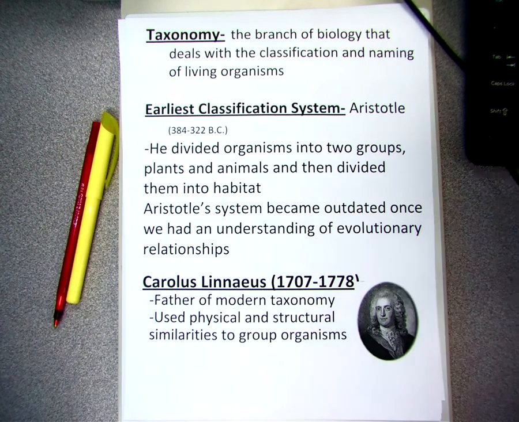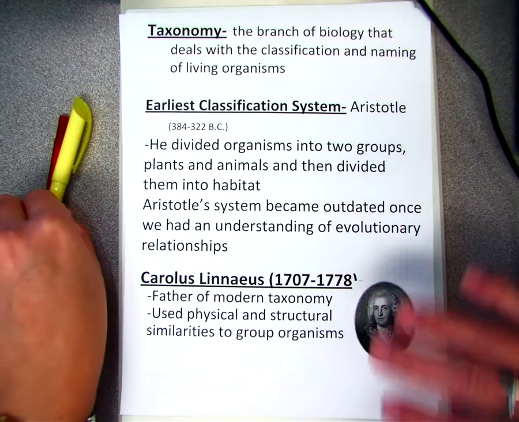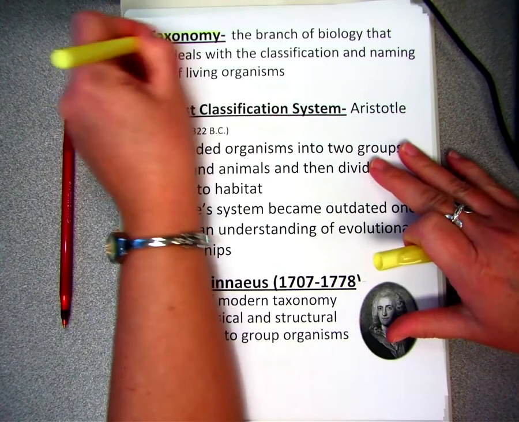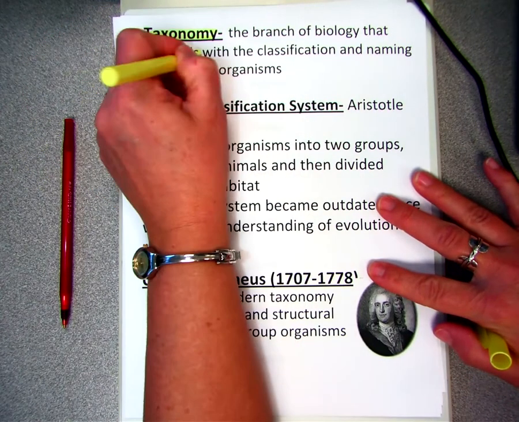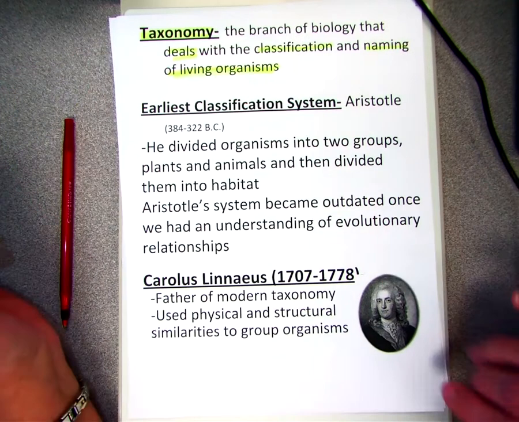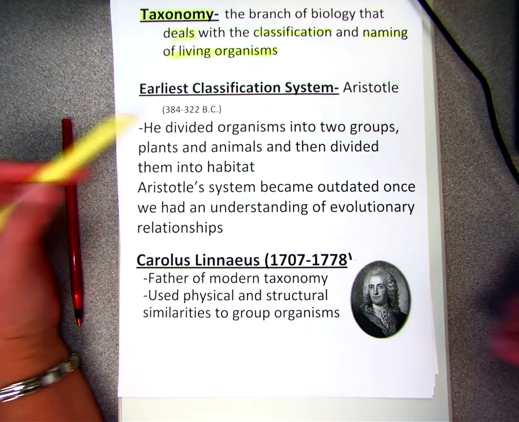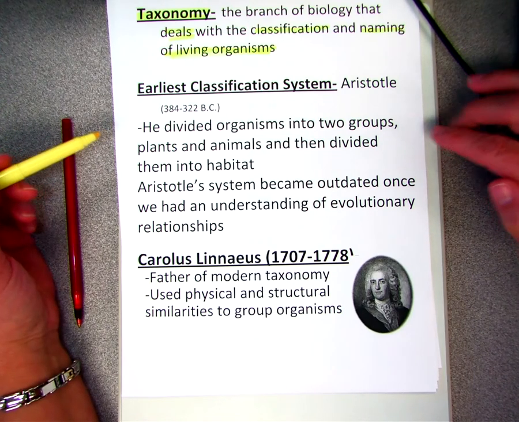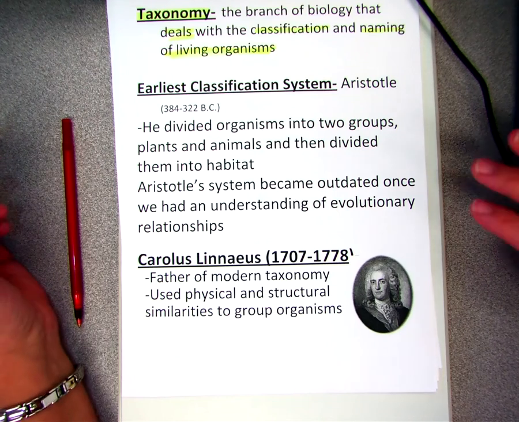Okay, so now we're in the new unit, taxonomy. This is the branch of biology that deals with classification and naming of living things. The earliest classification system was Aristotle's. As you can see, it was a long time ago. Back then, it was very simple. He divided organisms into two groups, plants and animals, and then divided them by habitat.